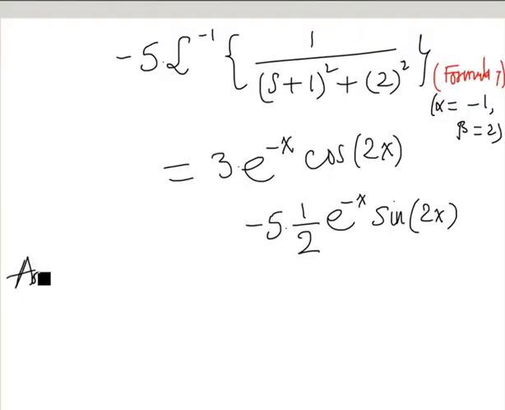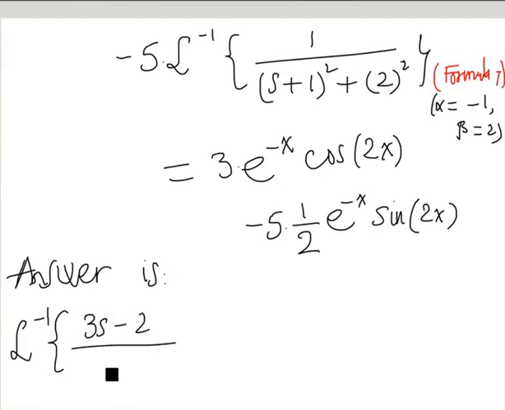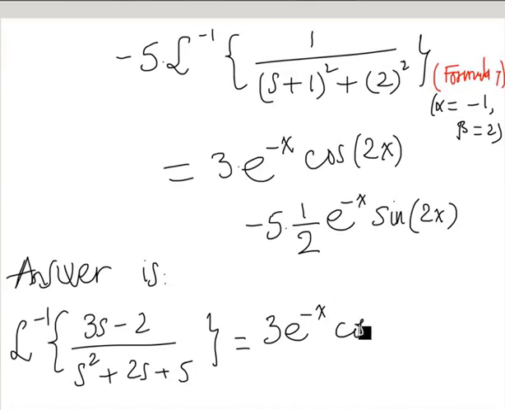So the answer is: the inverse Laplace transform of 3s minus 2 divided by s squared plus 2s plus 5 is 3 e to the negative x cosine 2x minus 5 halves e to the minus x sine of 2x. And this is the end of this lecture.